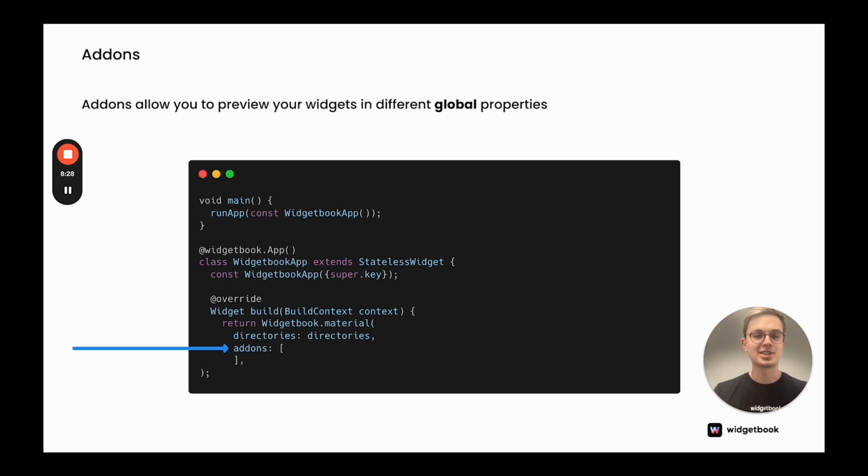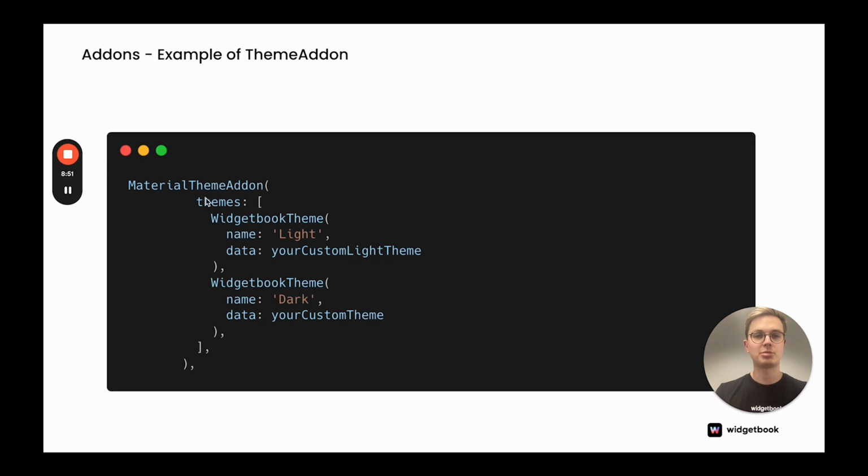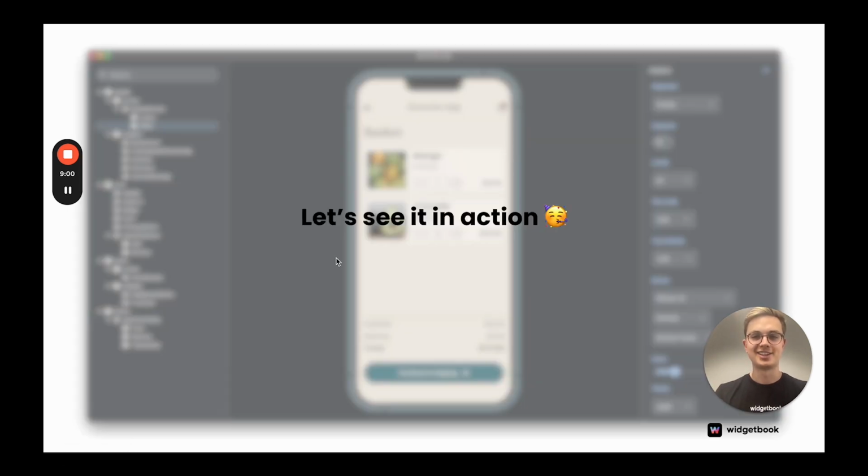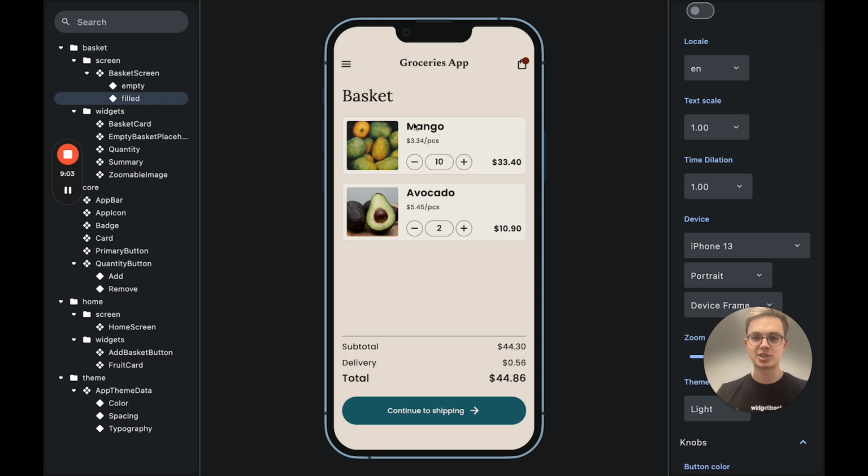Let's check what I mean with this. So we included add-ons in Widgetbook, and add-ons allow you to preview your widgets in different global properties. Your add-ons can be found in your main.dart file, in your Widgetbook package, where you can just include your add-ons right here. And as an example, you can, for example, have a material theme add-on that allows you to switch your widgets or check your widgets in light and dark mode. Again, let's see it in action. So we just stick with the screen here for now.